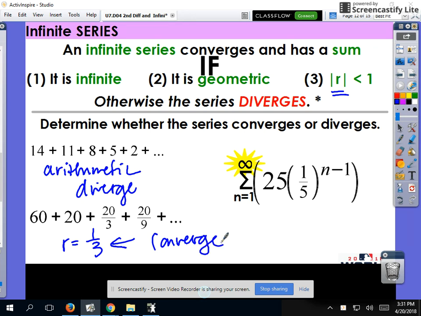All right. And then over here, this is in sigma notation. It has to have an infinity sign here, or else it's a partial sum because we're only adding up to a certain number. But this one has infinity. So if we're looking at this, here is where my r is supposed to be. And is r less than 1? Yes, r is less than 1. It's 1/5. So that would converge as well. So it's a special case where we have a series that converges.